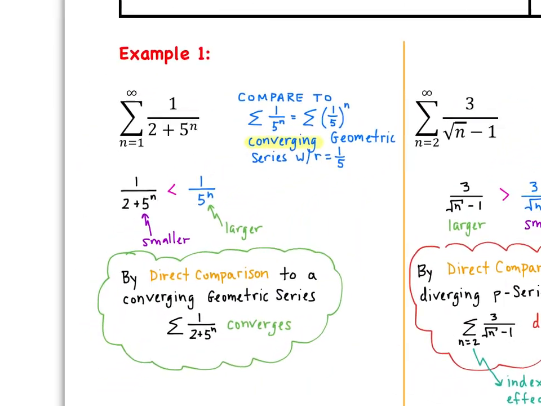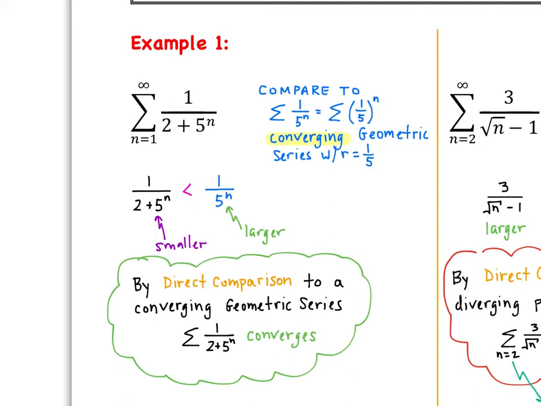So for instance, if we go to this first example, where we have the series of 1 over 2 plus 5 to the n. Now, if we use the nth term test, the limit would equal 0, which means the nth term test is inconclusive, right? But this portion, 1 over 5 to the n, looks like a geometric series, but we've got this 2 plus. What we can do is compare it to that geometric series, which is a converging geometric series with r equaling 1/5.